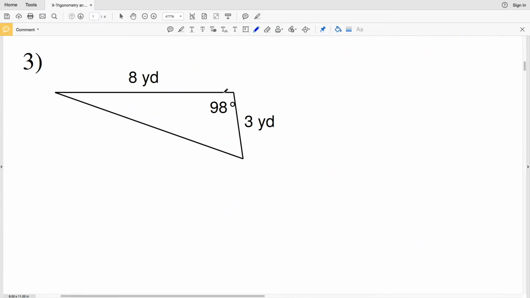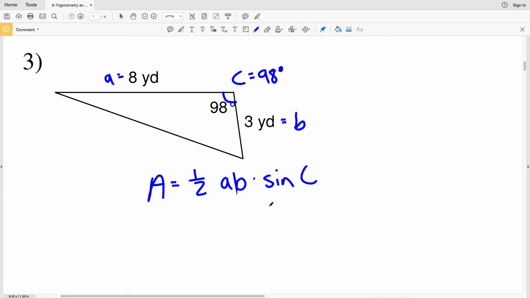In number 3, our angle C is equal to 98 degrees. a is 8 yards, and 3 yards is b. So area equals 1/2 a b times the sine of C.